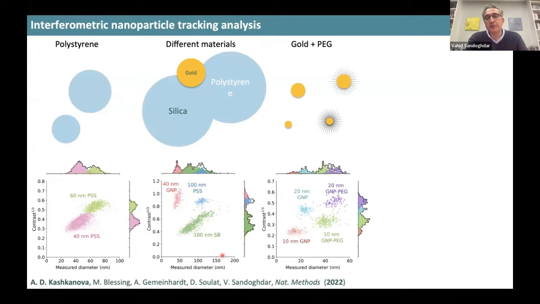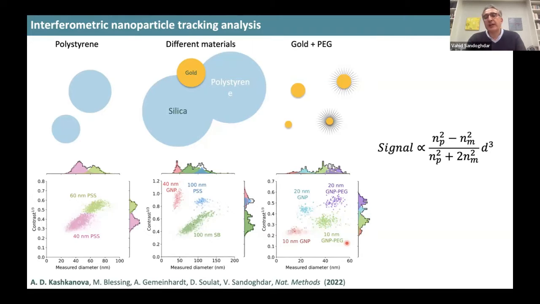A kind of muscle-flexing version is shown here, where we take 10 nanometer particles, but then 10 nanometer particles that have been pegylated, and 20 nanometer particles and 20 nanometer particles that have been pegylated. And you can see that we comfortably identify all of them.